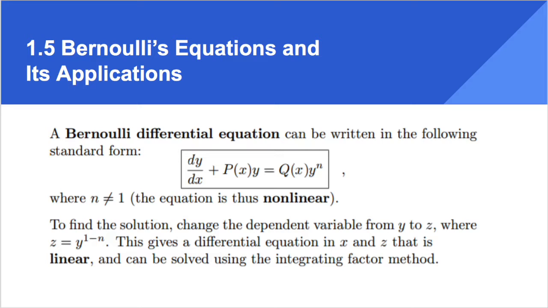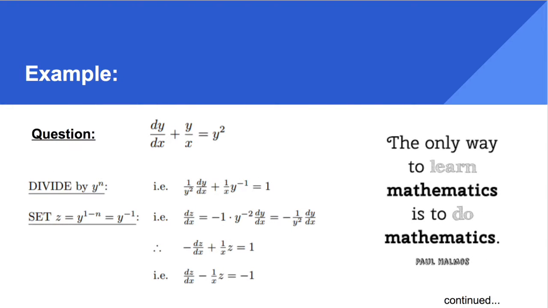In this kind of equation, n is not equal to 1, therefore the equation is a nonlinear differential equation. In order to solve this kind of equation, we need to transform it into the form of an equation which we know how to solve. We let z equal y to the power of 1 minus n, to change the equation into a linear differential equation. Then we can solve it by using the integrating factor, which we learned in previous slides. Let's see an example of Bernoulli's equation.